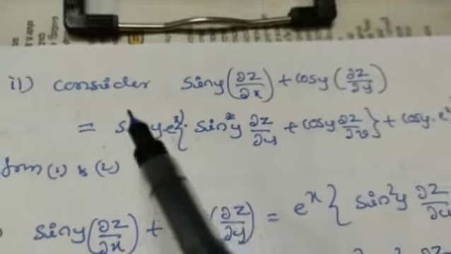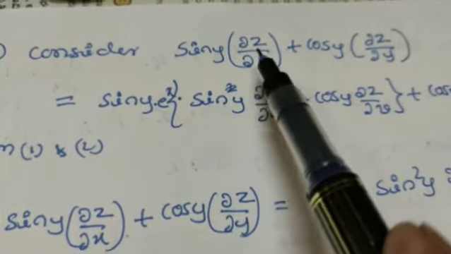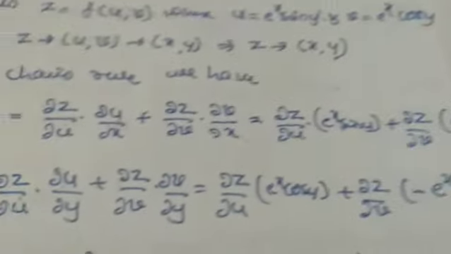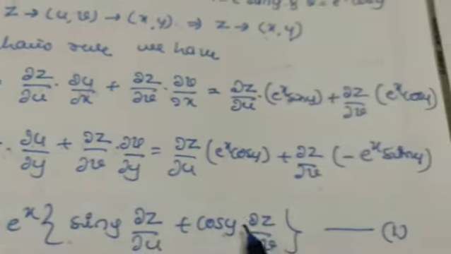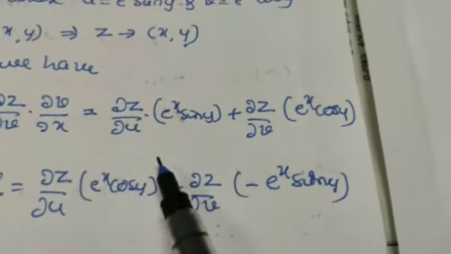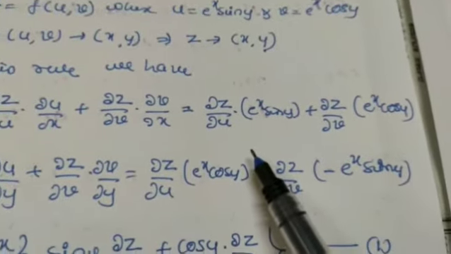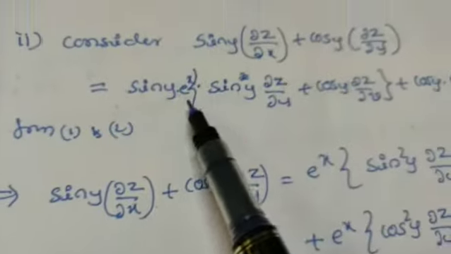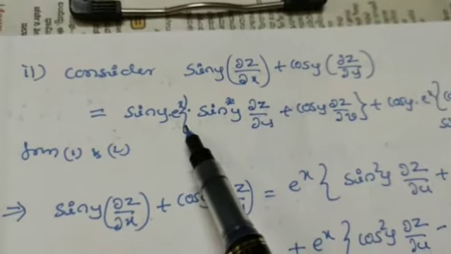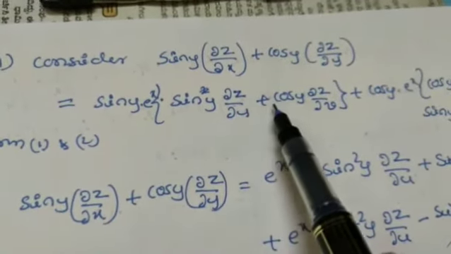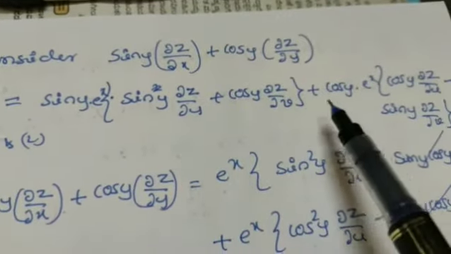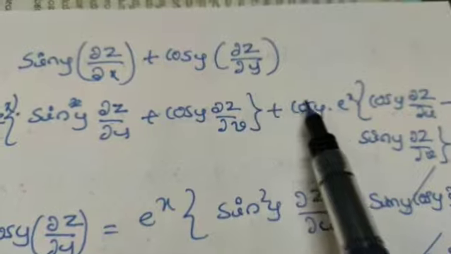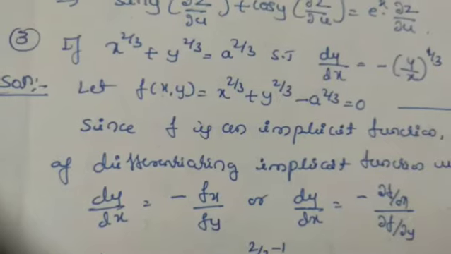So let us consider here sin y into dou z by dou x. From equation 1 you substitute the value of dou z by dou x. So equation 1 is like this. Equation 1 you have to substitute. So in place of dou z by dou x, you have to substitute this one here. So it is equal to sin y into e raised to x into (sin y dou z by dou u plus cos y dou z by dou v), plus cos y as it is, and in place of dou z by dou y you have to substitute this value from equation 2.